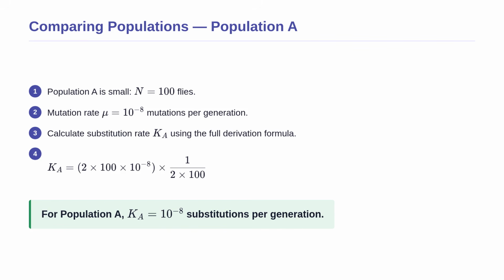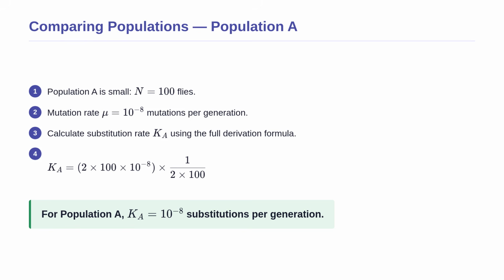To truly cement this concept, let us look at a second example, comparing 2 completely different populations of fruit flies. We want to see exactly how population size interacts with mutation rates. Population A is a small, isolated laboratory colony containing exactly 100 flies. The neutral mutation rate is 10^-8. We will calculate the substitution rate, Ka, by multiplying the total new mutations by the probability of fixation.